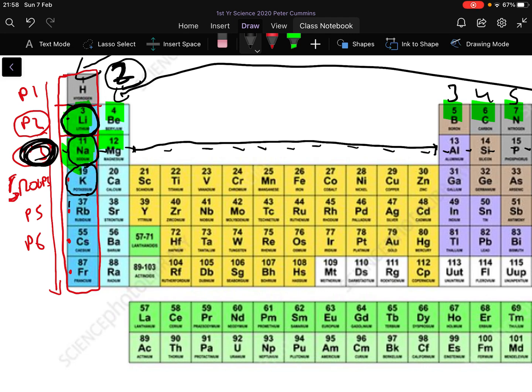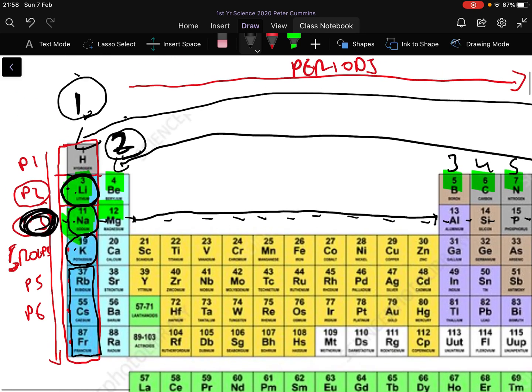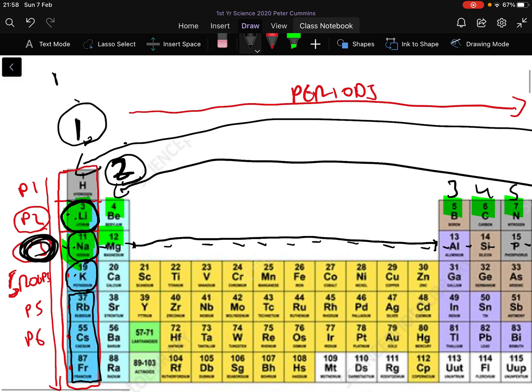So they get worse as you go down. Rubidium, cesium and francium we're legally not allowed to keep in the lab because they do the same thing as sodium and potassium. They're all metals. They're all alkali metals. Remember, group 1 are called alkali metals.